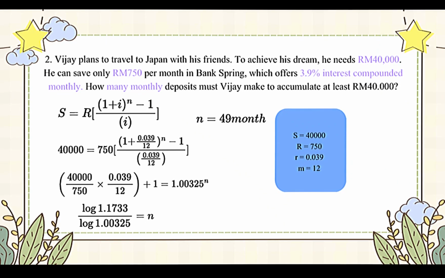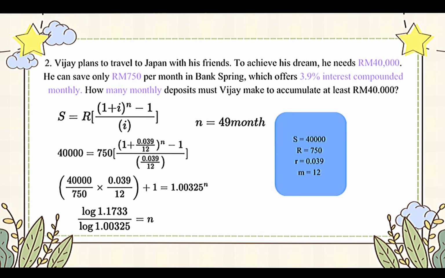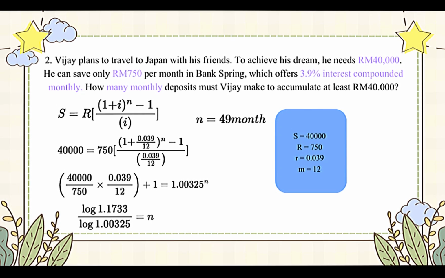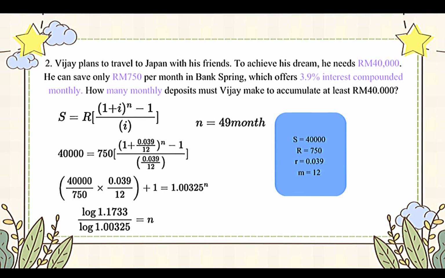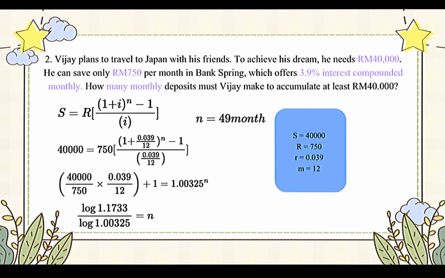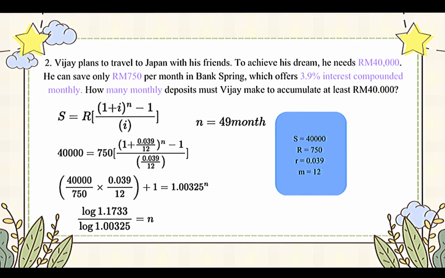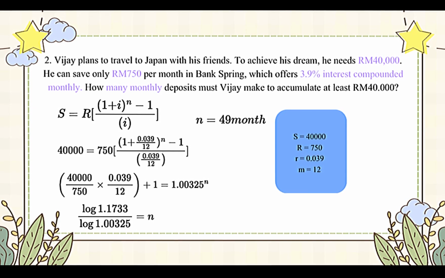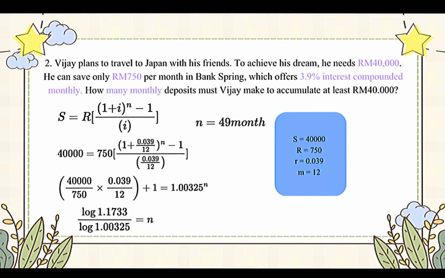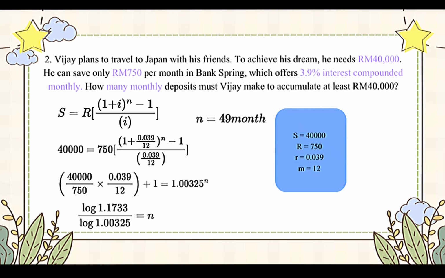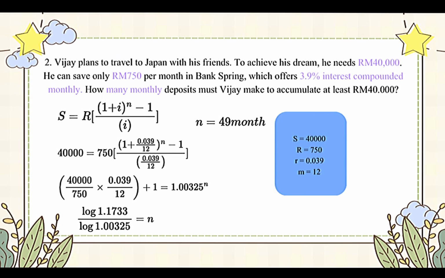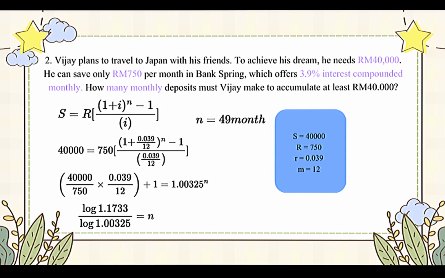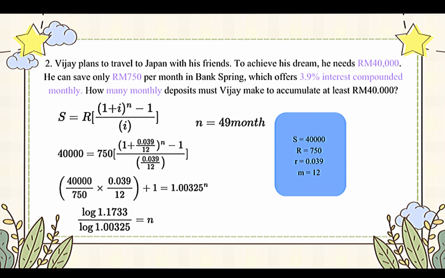For the last question, question 2, DJ needs 40,000 ringgit Malaysia and he can save 750 every month in the bank that gives 3.9% interest per year, compounded monthly. This is all the information. After getting all the information, we need to find the total number of months. To solve this, there is a formula that we use. Substitute into the S equation. This is the calculation method to find the total number of months. This is the monthly deposit amount and equals 49 months.